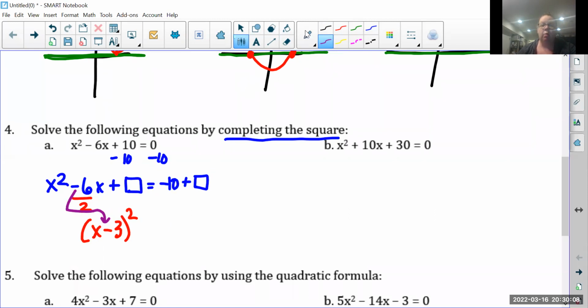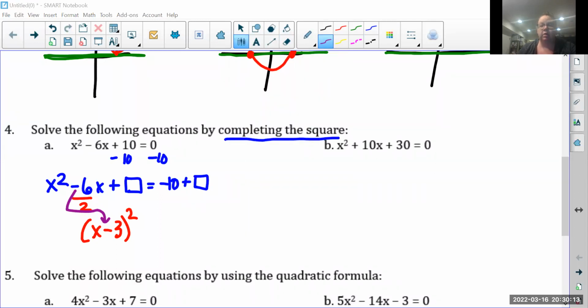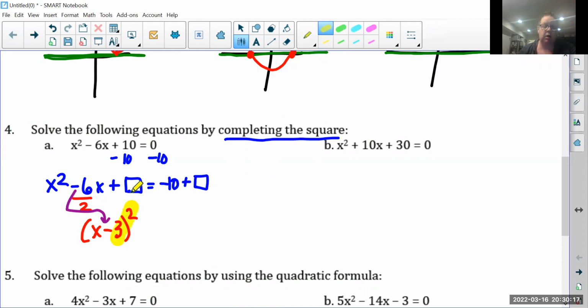So now I need to figure out what goes in my square. And all I have to do is follow the problem up. What is 3 squared? 3 squared equals 9. So that's what's going to go in here, 9. And if I do it to one side, I got to do it to the other side. So now I combine these, -10 plus 9 is -1. So right now it should be dinging in my head. I'm going to have a non-real solution.